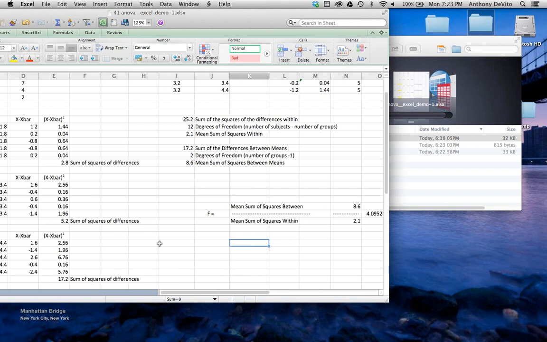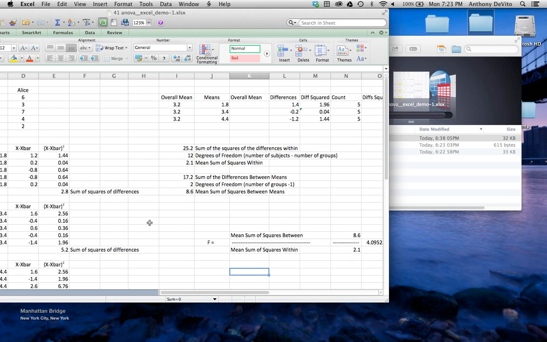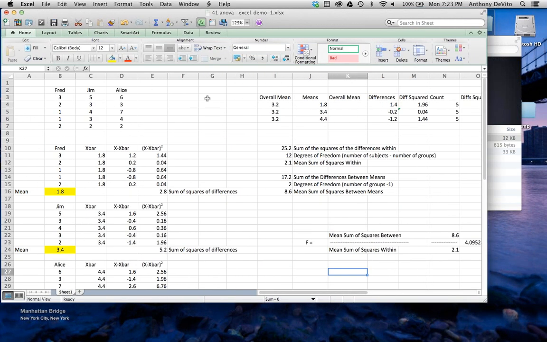So our null hypothesis is going to be that the mean for Alice is equal to the mean for Jim is equal to the mean for Fred. They got them out of order there, but you get the idea. Order doesn't make any difference.